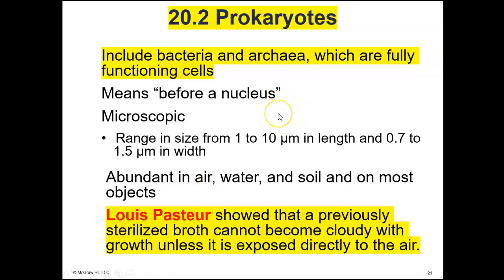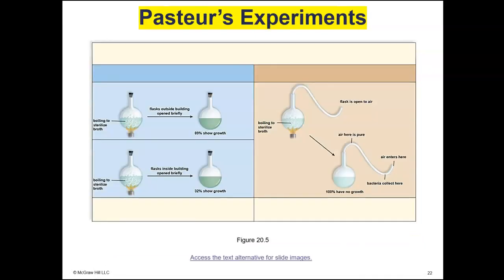There are also 3 domains of living things. 2 of them are bacteria and archaea, and the third is eukarya. The domains bacteria and archaea are composed of organisms that are prokaryotes. That means that they are unicellular. They're only composed of one cell, and their cells do not have a nucleus. Louis Pasteur, who was also the first to use the word virus, showed that a previously sterilized broth cannot become cloudy with growth unless it is exposed directly to the air.